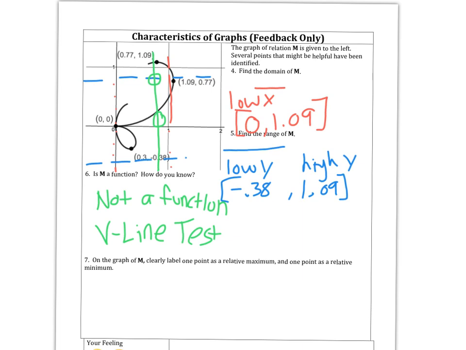Okay, 7. On the graph of M, clearly label 1 point as a relative maximum and 1 point as a relative minimum. This is kind of messy just because we got some weird things going on with this graph. I'm going to label my max in red. And the only point that I can really see that's labeled and looks kind of like the top of a hill is up here, because the points on either side seem to be going down. There are other reasons why we probably would not do this for this type of graph, but that's okay.